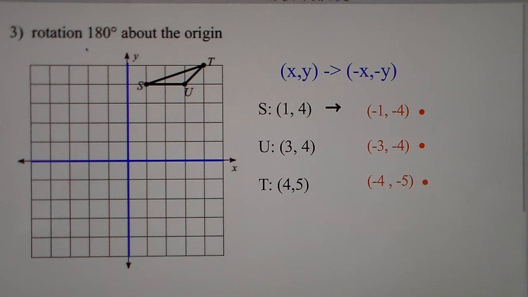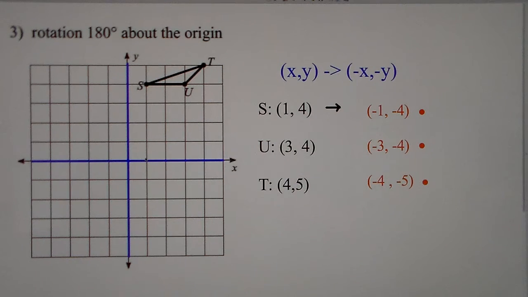Alrighty, here in problem number 3, we have a rotation of 180 degrees about the origin. So what we're going to do, we're going to take our original coordinates and change them, just like we did in problem number 1. We're going to change the sign. So let's first find the 3 original coordinates, which we have right here in black.